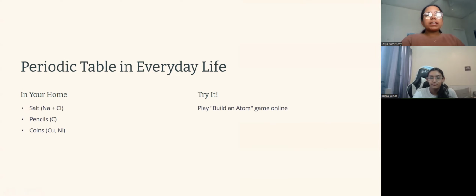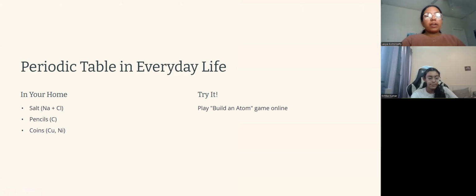Periodic table in everyday life. So the periodic table or elements themselves appear everywhere around us. So they can be in your home. So for example, salt, right? It's made up of Na plus Cl. So salt is also made of elements that are located in the periodic table.